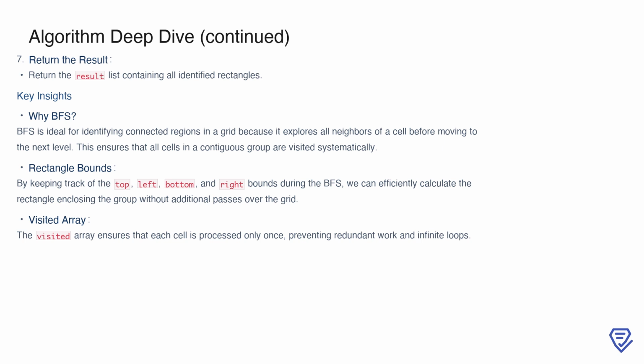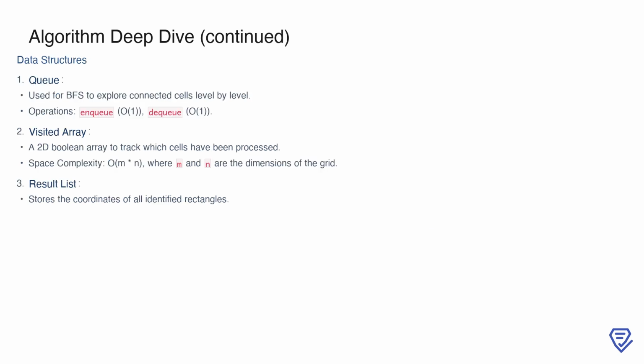These key insights, systematic exploration with BFS, boundary tracking with rectangle bounds, and avoiding redundancy with a visited array, form the backbone of the algorithm, making it both effective and efficient. The algorithm relies on three critical data structures. First, we use a queue to implement BFS, which allows us to explore connected cells level by level. The operations on the queue, such as enqueue and dequeue, are performed in constant time, ensuring the traversal remains efficient.